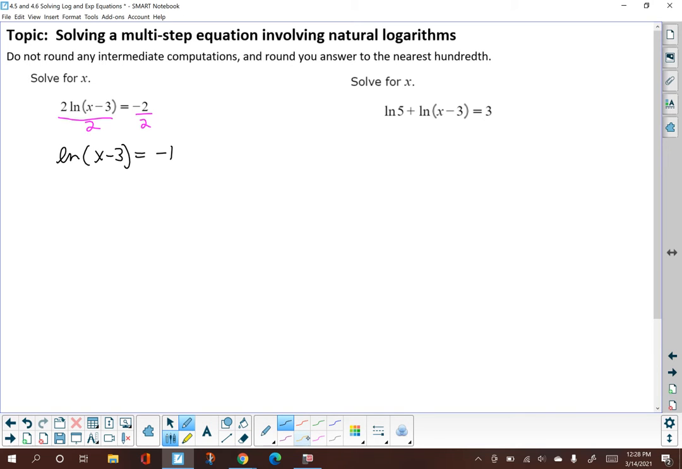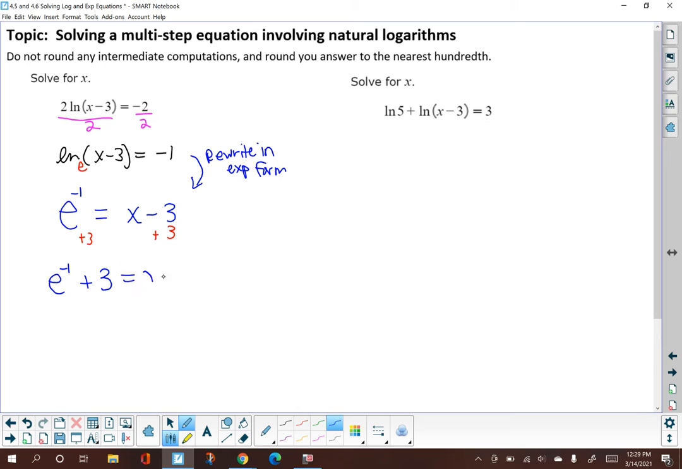And now we are going to use our rewriting skill. The natural log is a base e log. So if we rewrite this into exponential form, this is a base e with a power of -1 equal to the argument. And we're really almost finished. We're trying to solve for x, so we just have one last step. We need to add 3 to both sides. So we get e to the -1 plus 3 is equal to x.